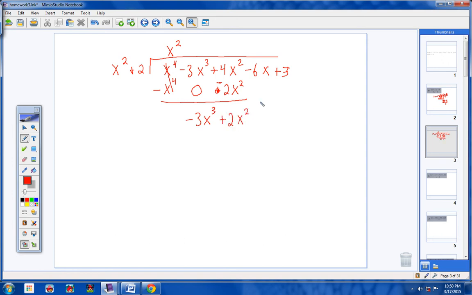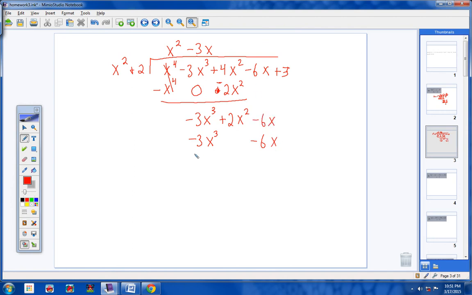Now I usually don't bring anything down until I need them. Divide first into first. That would be negative 3x. Negative 3x times x squared is negative 3x cubed. Negative 3x times 2 is negative 6x. Now I'm not going to put the negative 6x here. They're unlike terms. I'm going to put it over here. And then bring down this term because it matches it.